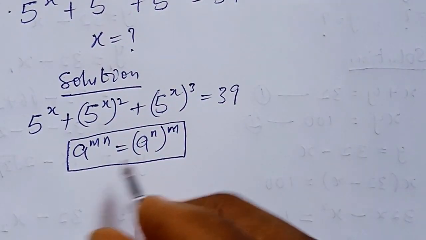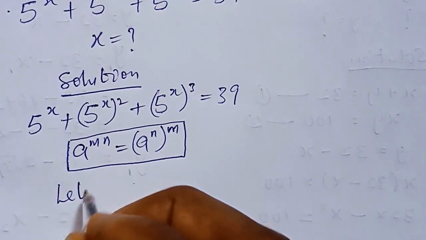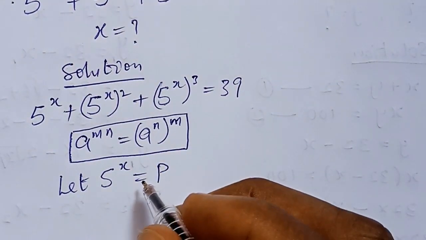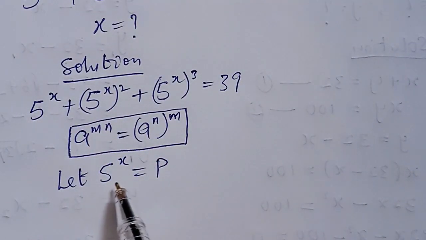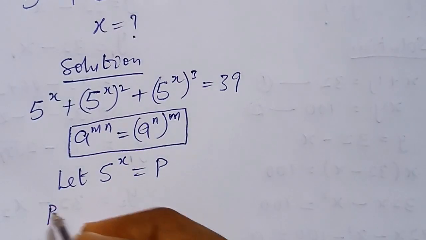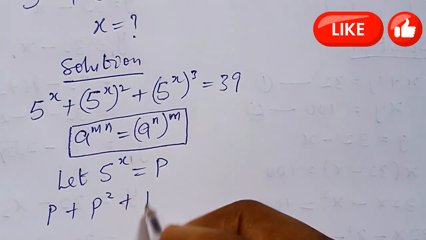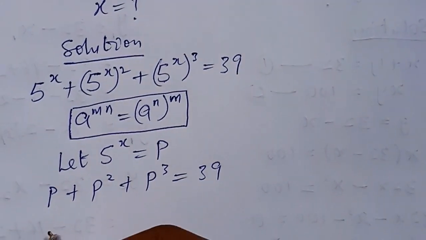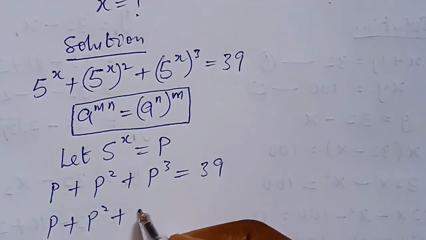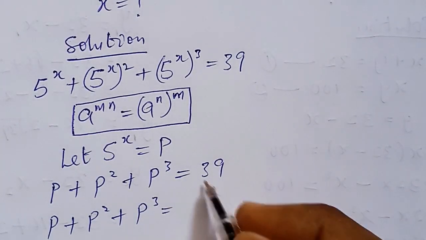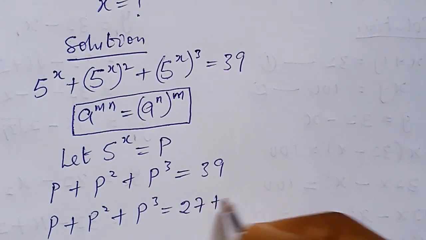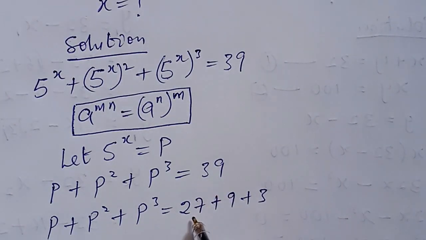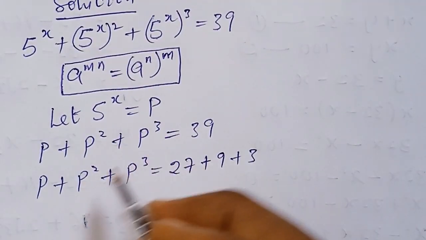Now let's continue. What we need to do next is to let 5 raised to power x equal this variable p. From here we slot in p where we have 5 raised to power x. So we have p plus p squared plus p raised to power 3 all equals 39. The next step is to split the 39 into 27 plus 9 plus 3, which also equals 39. So we have it that way.